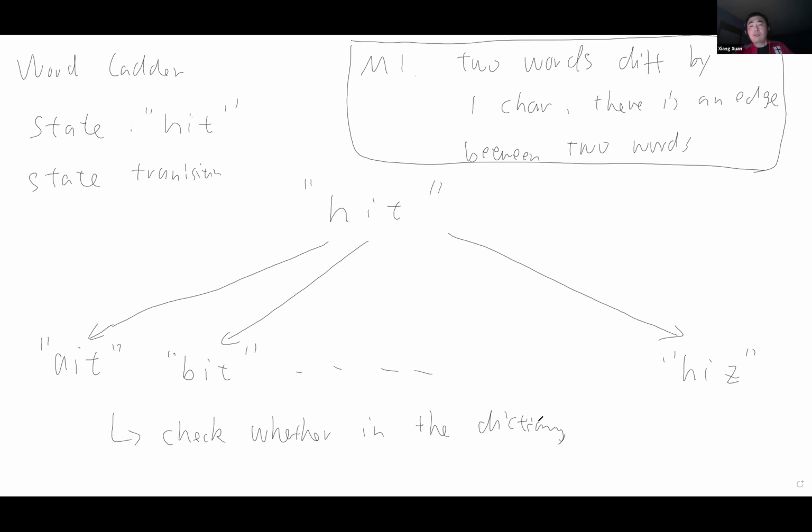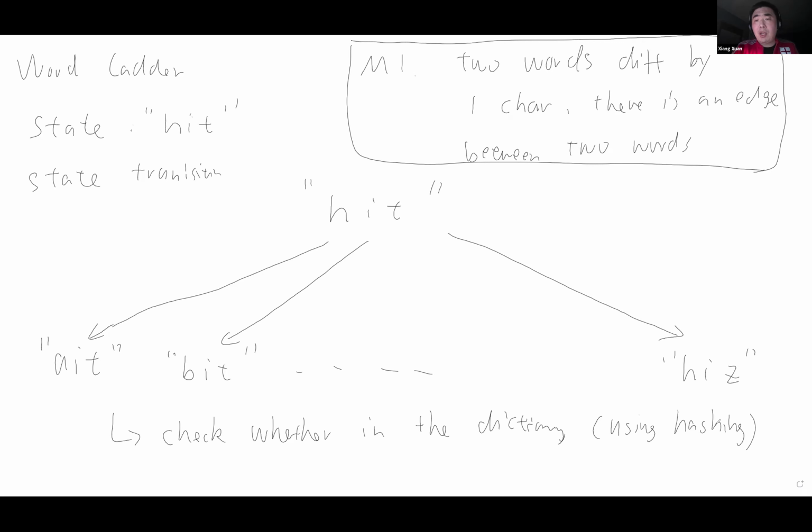Because we're going to check this very often, one of the data structures we can use is just a hash set. A hash set will check this very fast. In theory, it's constant time.